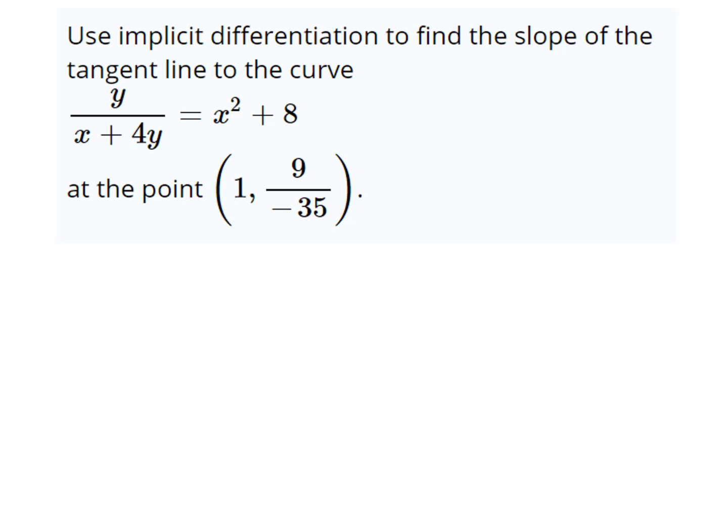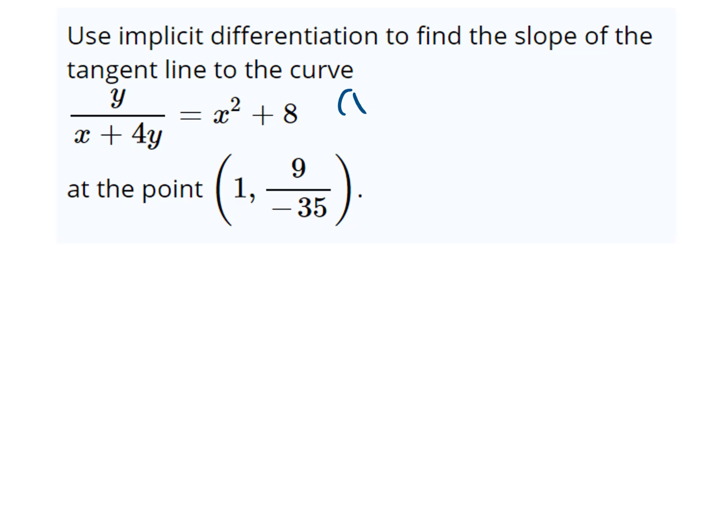We want to use implicit differentiation to find the slope of a tangent to this curve at the given point here. So the first thing I need to do is to use implicit differentiation, and I see the left-hand side is a quotient, so I need to use the quotient rule. I'm going to put the derivative just to the side here.